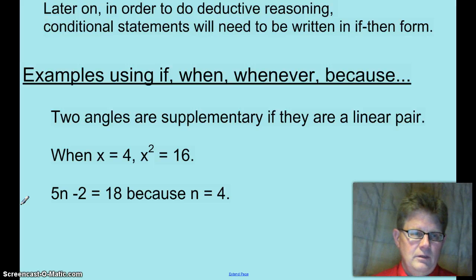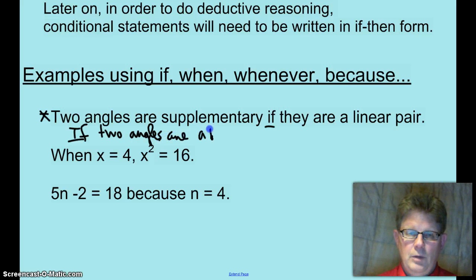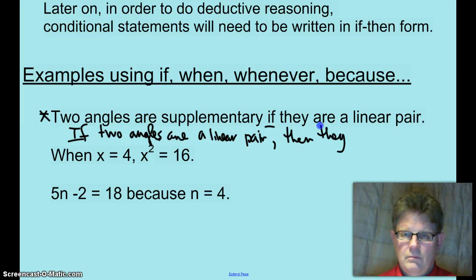Write this statement in if-then form. It already has an if in it, so all we're going to do is change the order of it. If, and we can't start off a sentence with they because there's no antecedent. So we're going to have to say what that they is. If two angles are a linear pair, then they are supplementary.